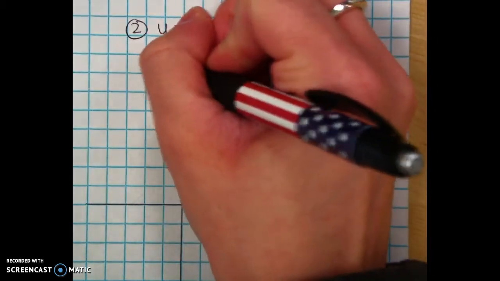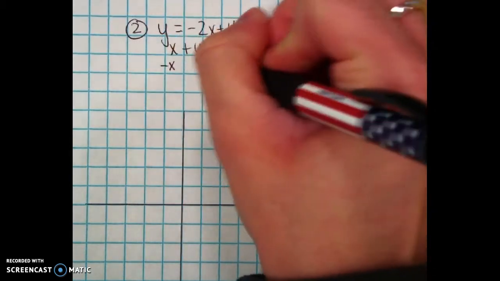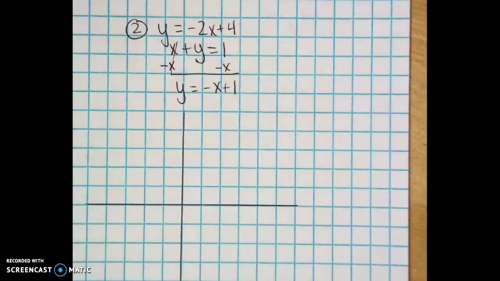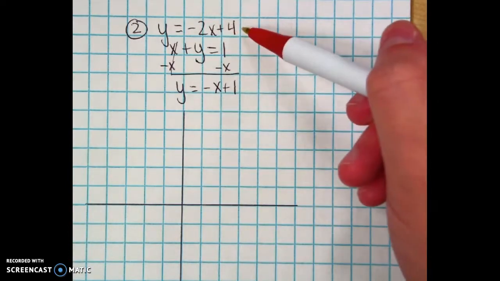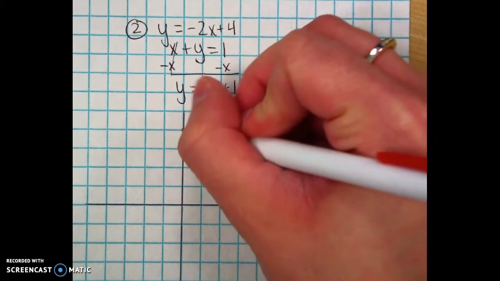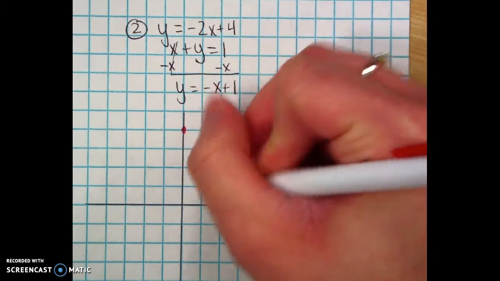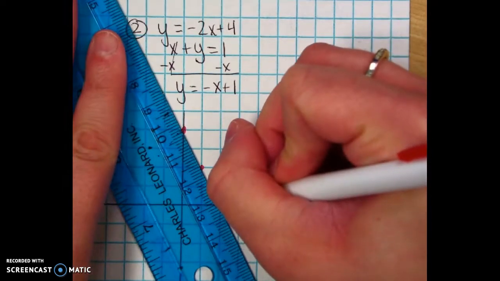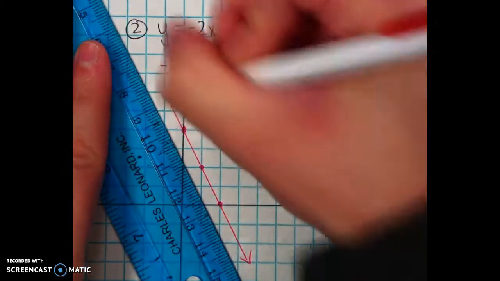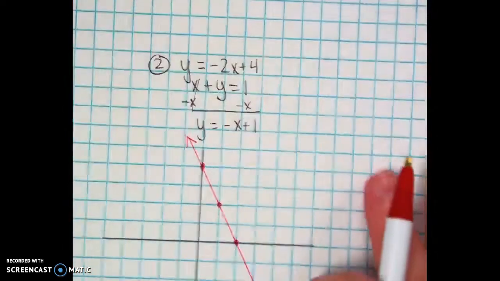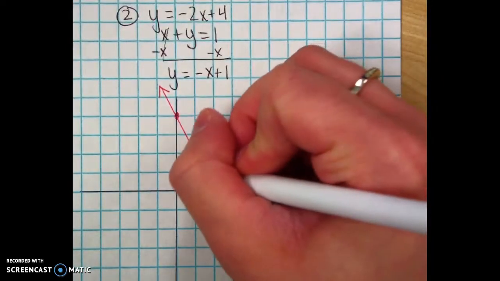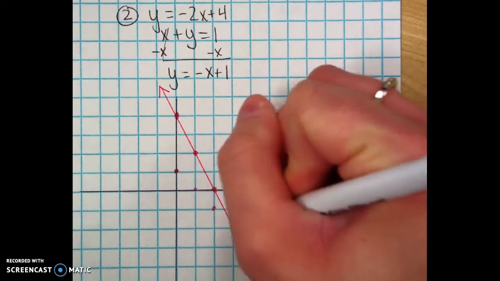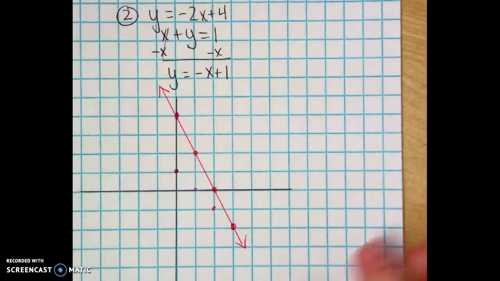Okay, for this one, most of you probably subtracted x to get y equals negative x plus 1. So now I'm going to graph this top one. 1, 2, 3, 4. Go down 2 over 1, down 2 over 1. Okay. Next one, you start at 1, and you go down 1 over 1, down 1 over 1, down 1 over 1. There's the intersection point right there.